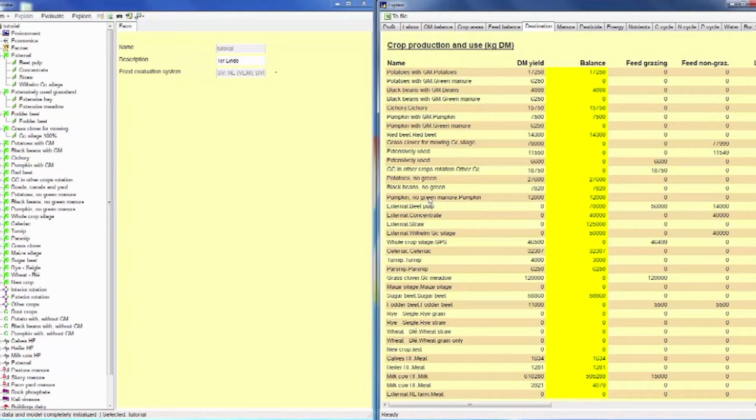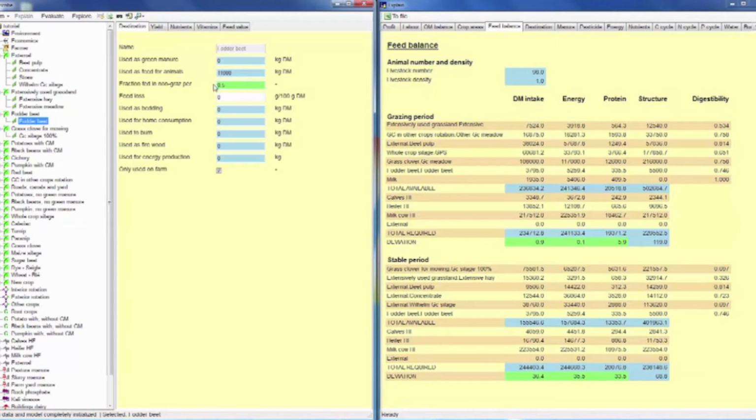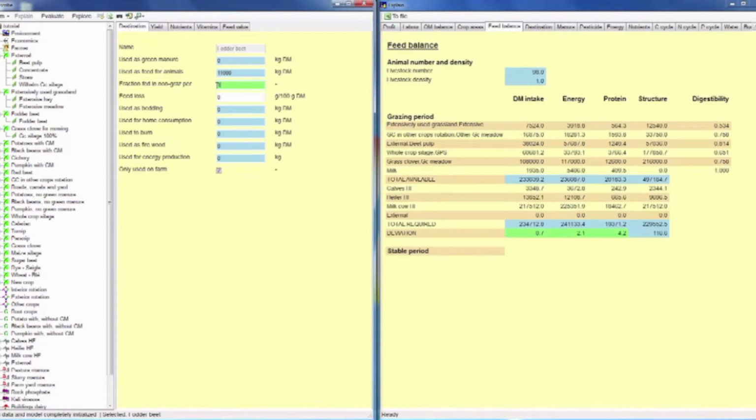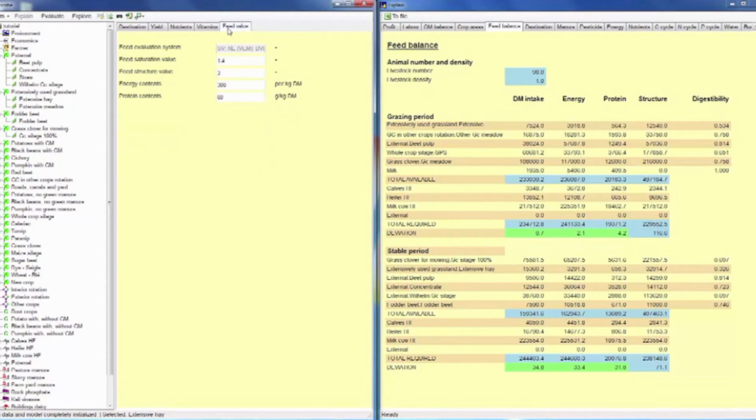As you can see here, half of the fodder beet is fed in the grazing period. That might not be necessary. Let's try how the balance will change if we give all the fodder beet in the stable period. Now the grazing period is more balanced. The extensive hay has very low energy and protein contents.